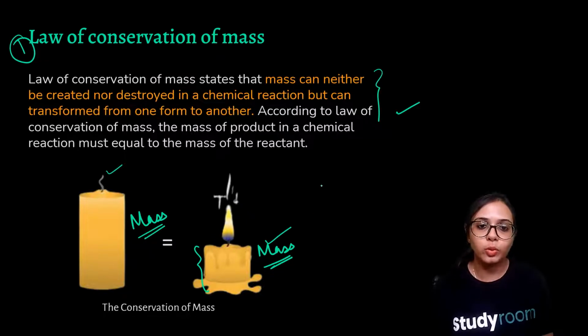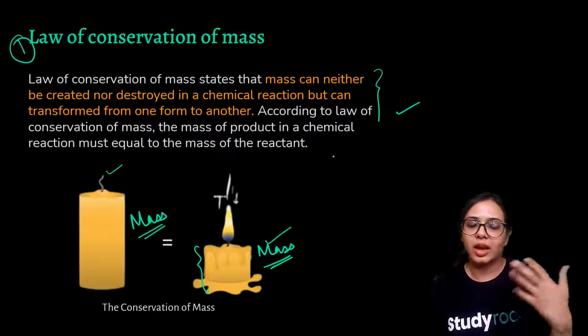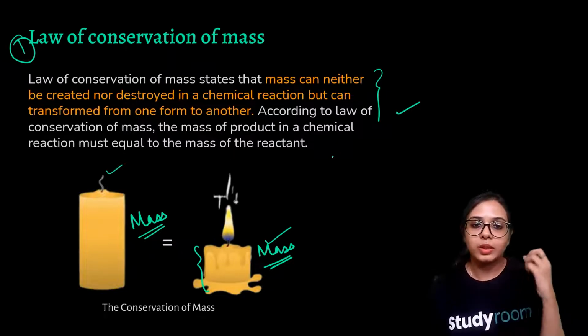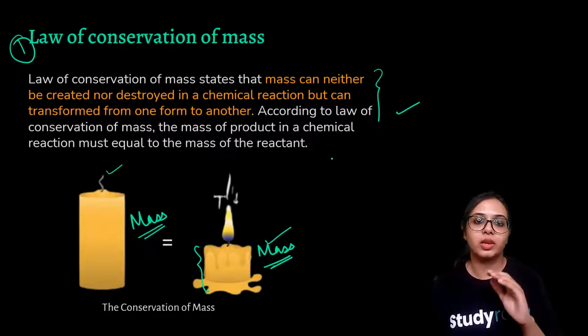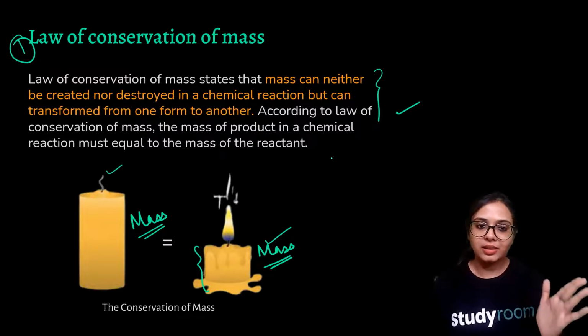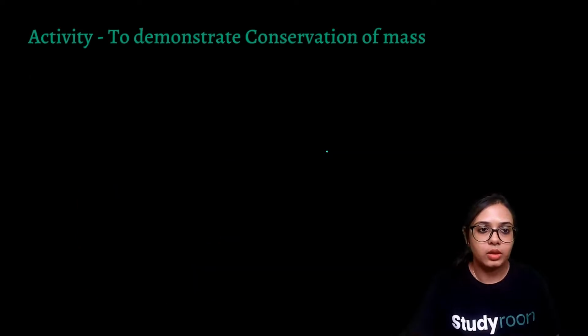So if you were to determine how things are reacting with each other in a chemical reaction, the most stable and the most fixed point of axis that you can take is the mass of the chemical reactants and the mass of the chemical product that you get after the reaction.